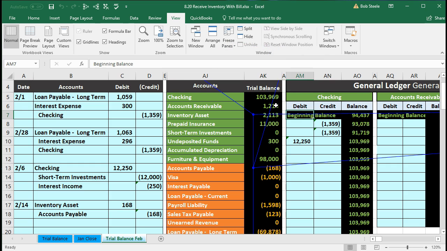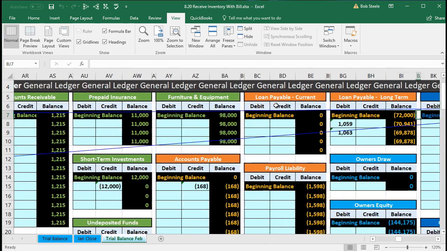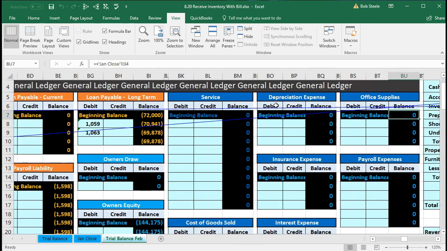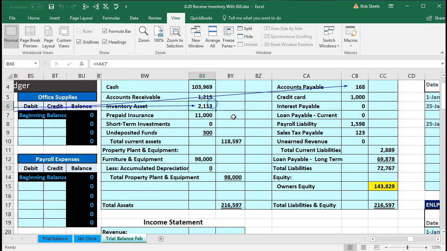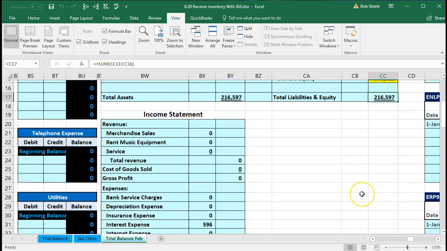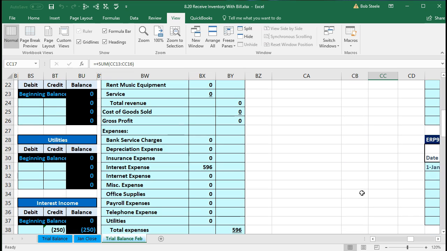Then we're going to scroll all the way to the right. We're going all the way to the right to find this information. Scrolling all the way to the right, we see that inventory has been updated as we think it should be. Accounts payable has as well. We see that total assets still equal total liabilities and equity. Nothing has happened to the income statement because we just purchased inventory. We have not yet sold inventory.